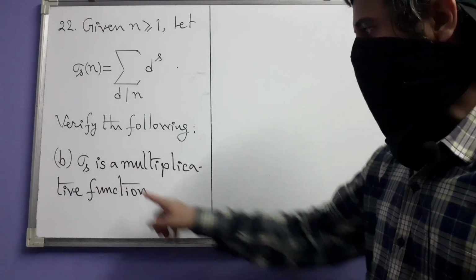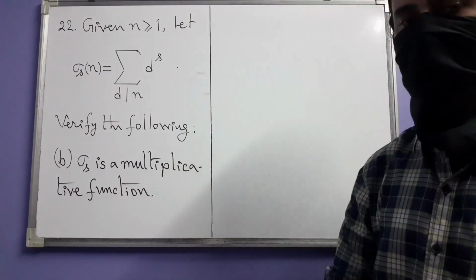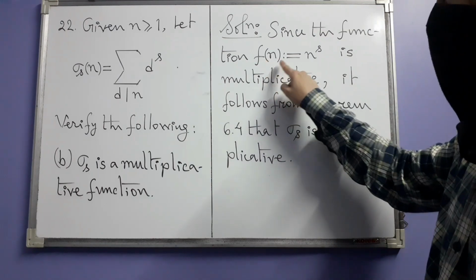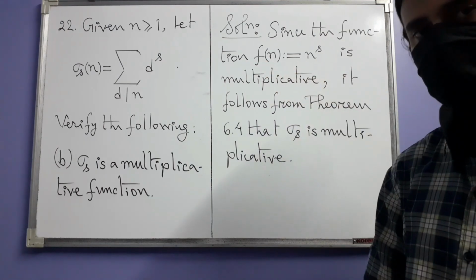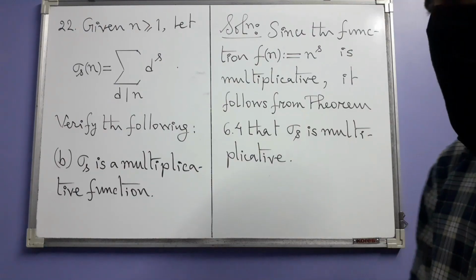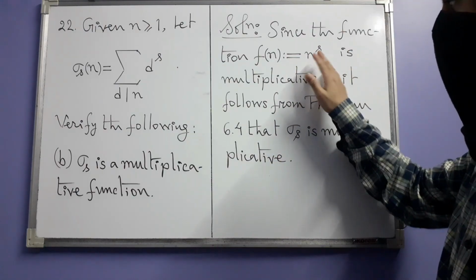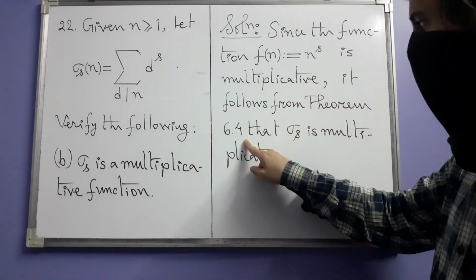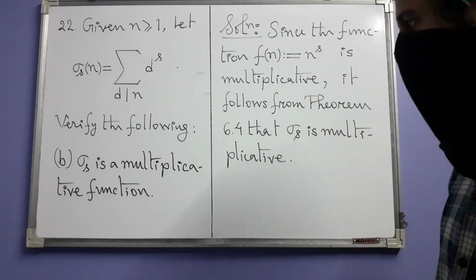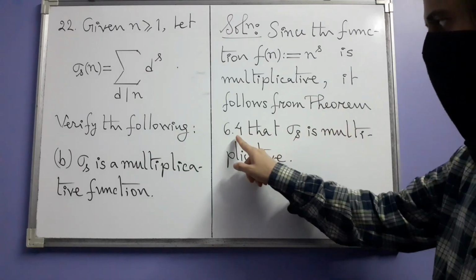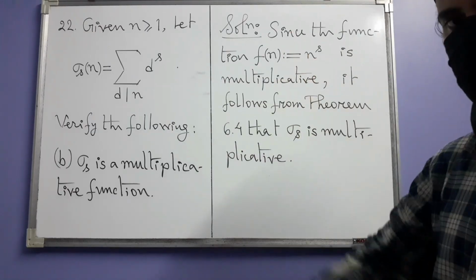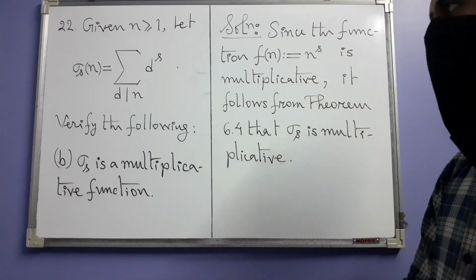Part B states that the function sigma s is a multiplicative function. Look at this function, f of n equals n to the power s. This is a multiplicative function, and it's almost trivial to verify that it is a multiplicative function. Because of this fact and theorem 6.4, we have what we want, that sigma s is itself multiplicative. You go back to the statement of theorem 6.4 and see why this conclusion can be made from these two things. Next we see part C.